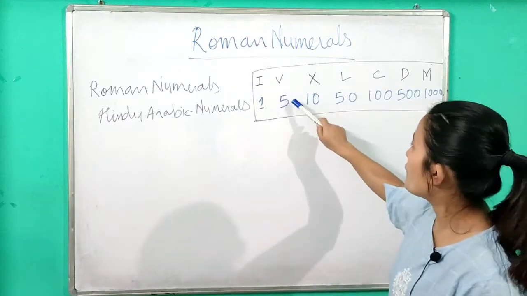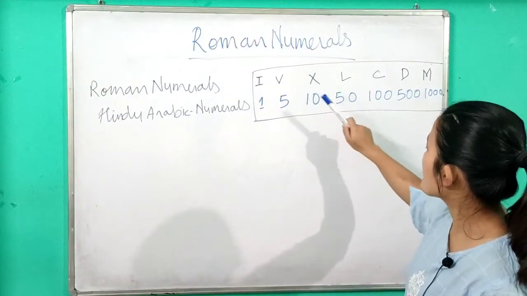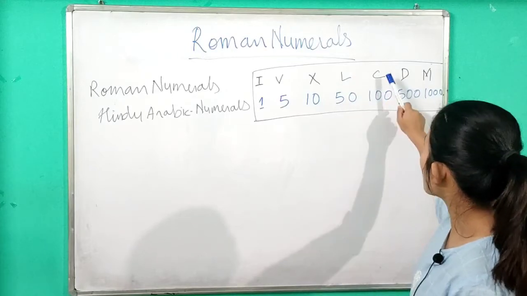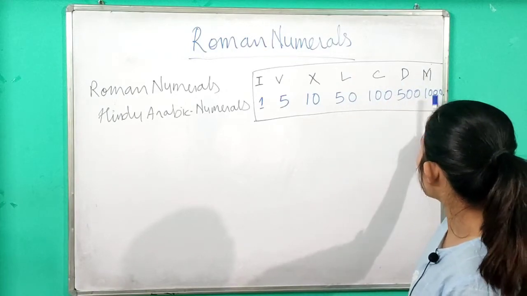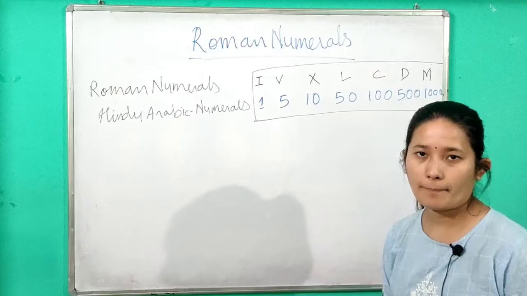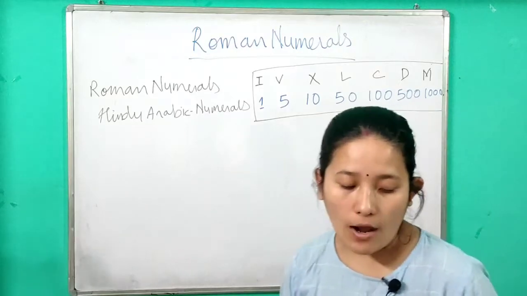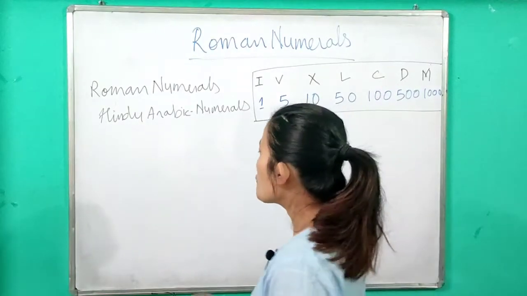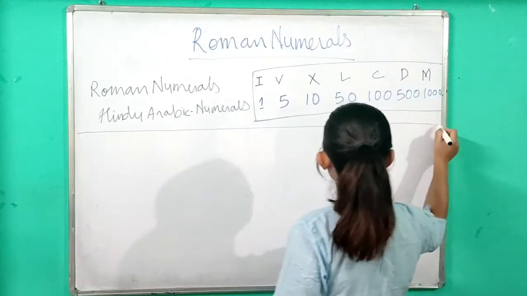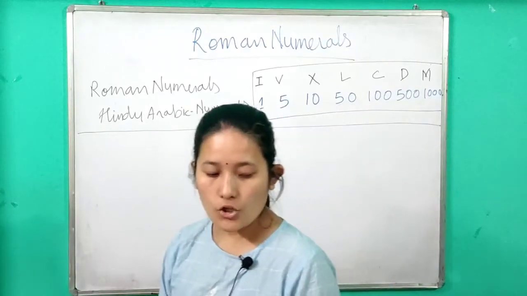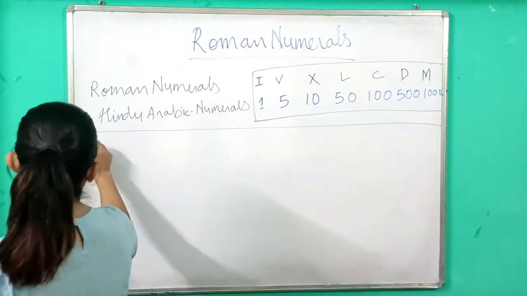1 as I, 5 as V, 10 as X, 50 as L, 100 as C, 500 as D, 1000 as M. Is that clear? Now we will go through the different rules of writing Roman numerals. So first let us discuss rule number 1.